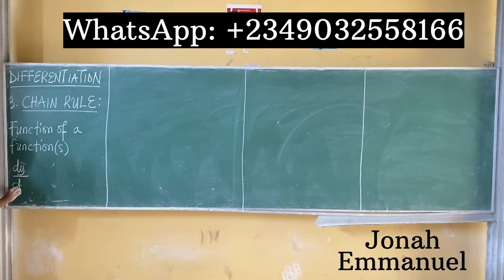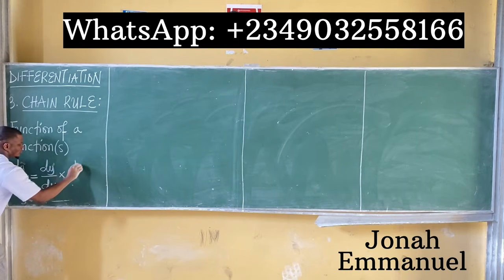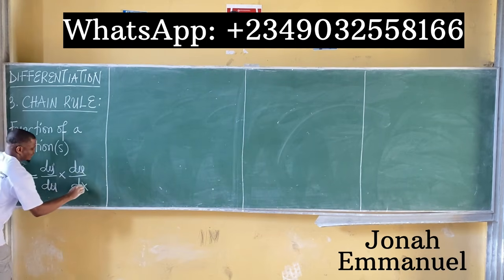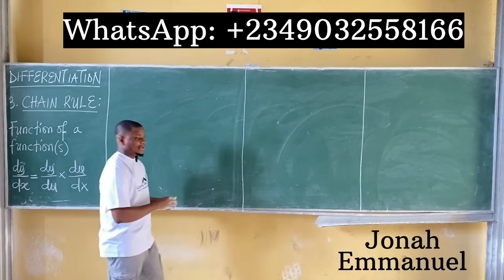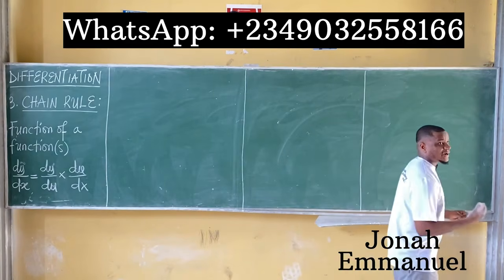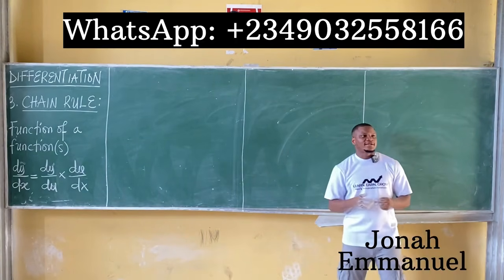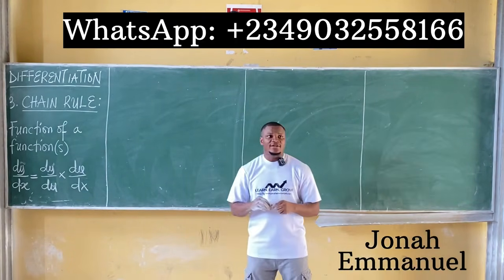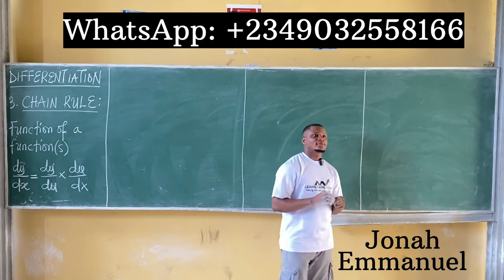Usually, dy/dx is equal to dy/du times du/dx.